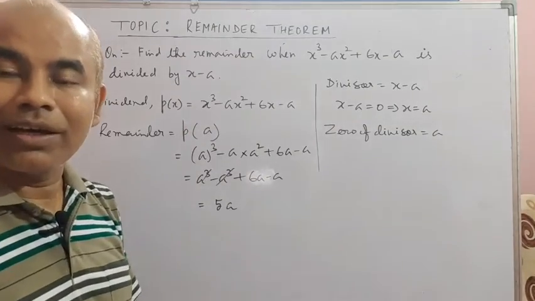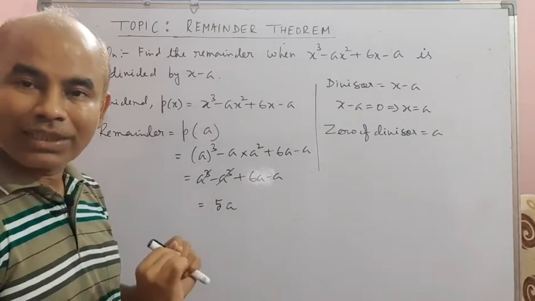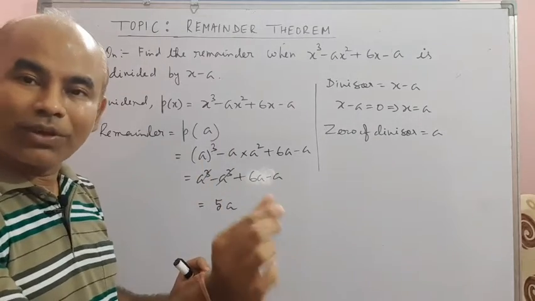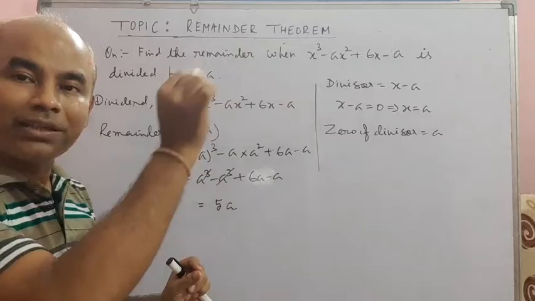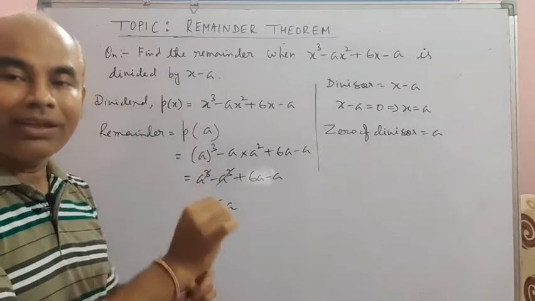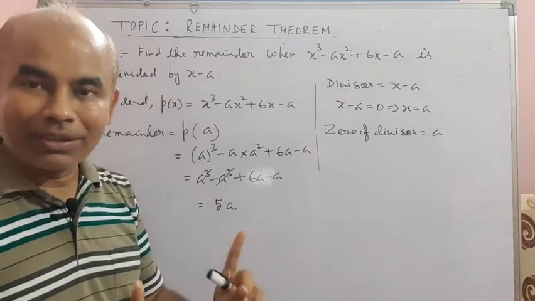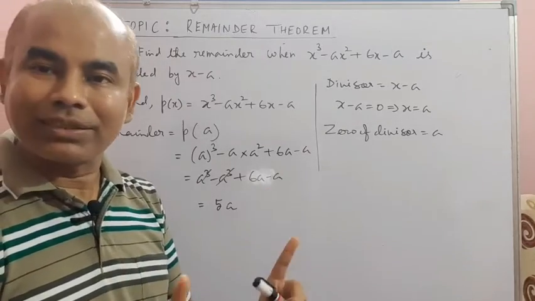Okay, understood the remainder theorem from this example? Very simple thing. You find the zero of the divisor, which is always a linear polynomial, and put it in place of the variable in your dividend. Whatever answer comes, that will always be the remainder. Simple thing. Okay, one more question from this.